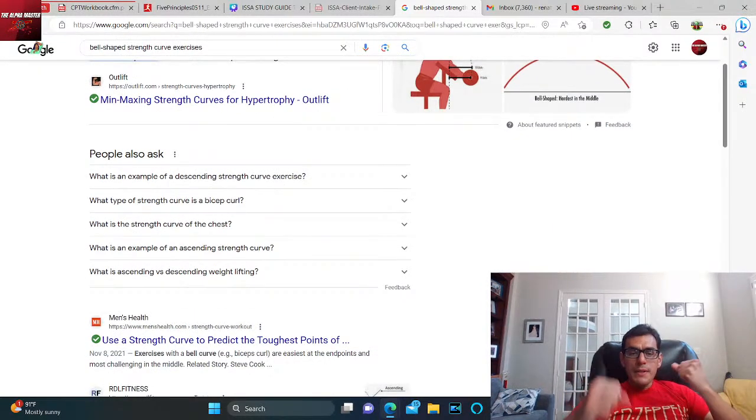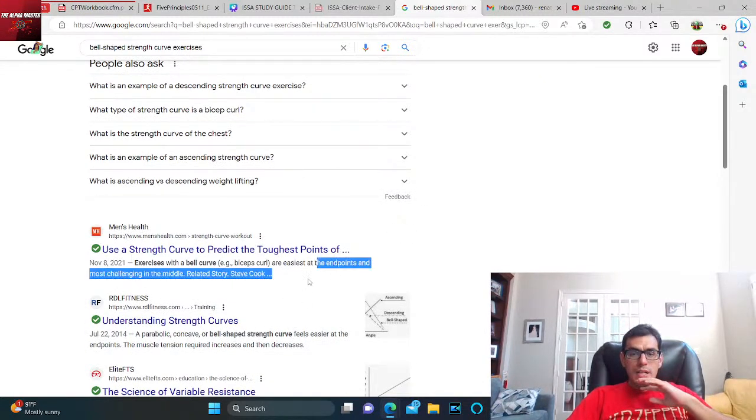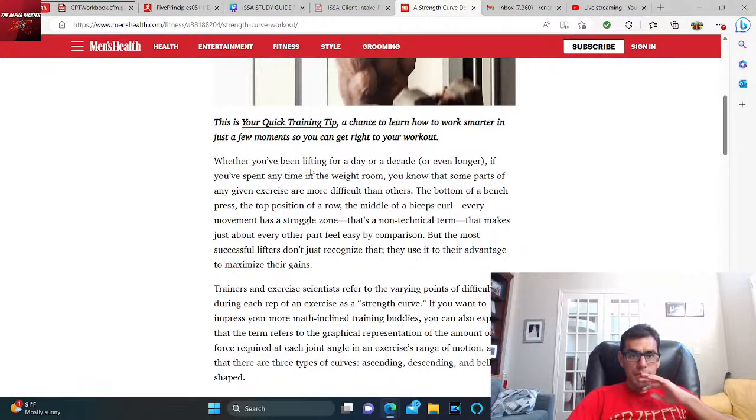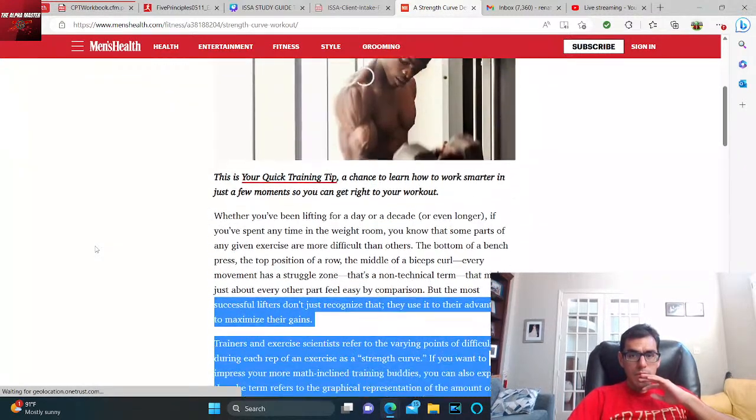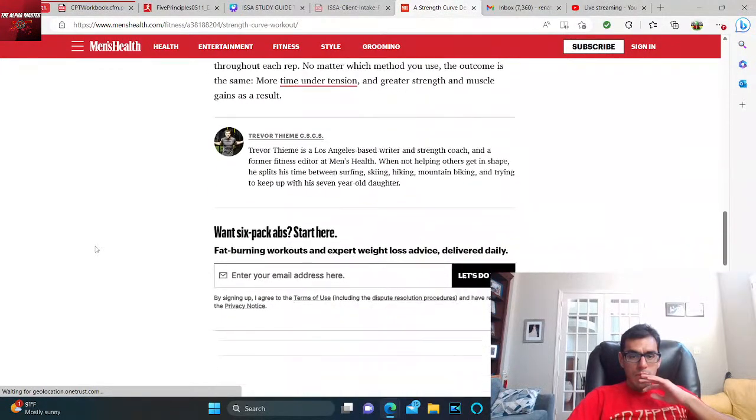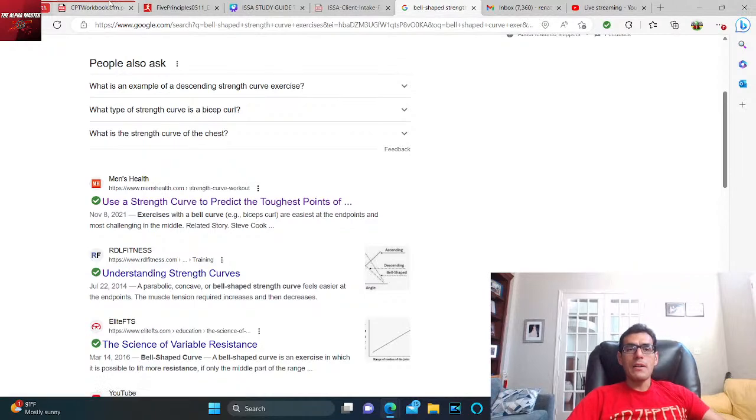Bell-shaped curve, it becomes harder at the middle. They are easiest at the start and at the end points and more challenging in the middle. Like a pull-up. A pull-up is also a bell-shaped curve. Bell-shaped, they are harder at the middle of the movement.